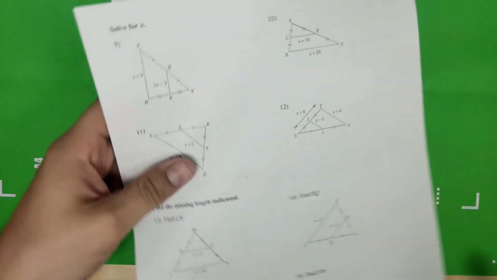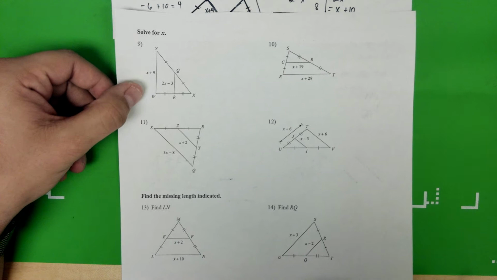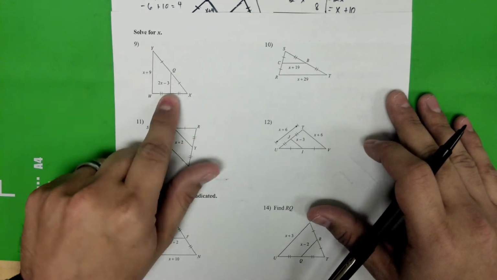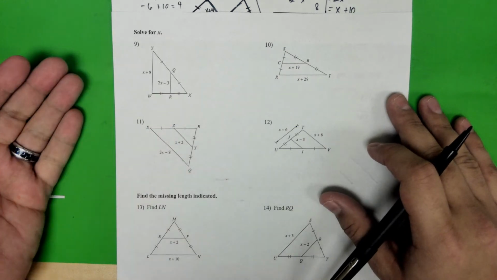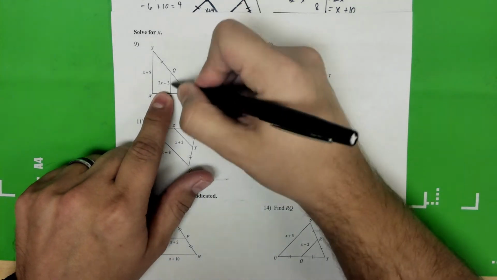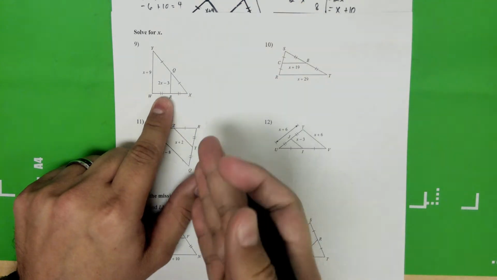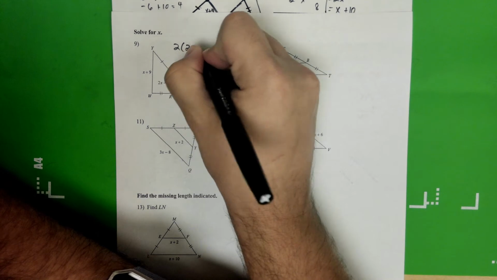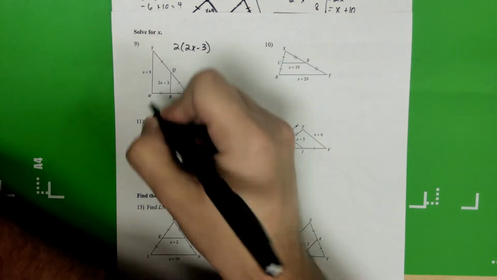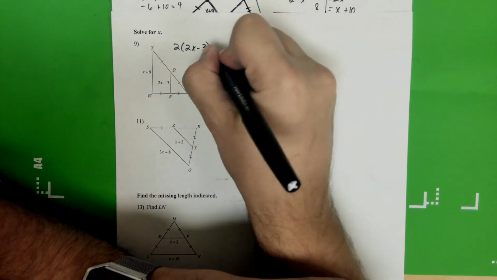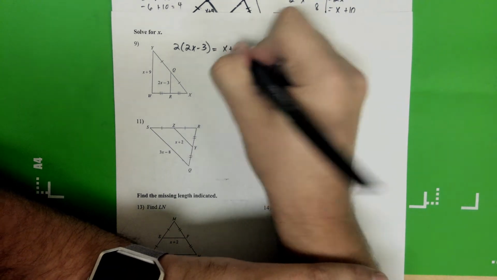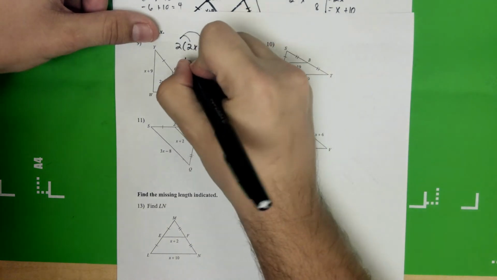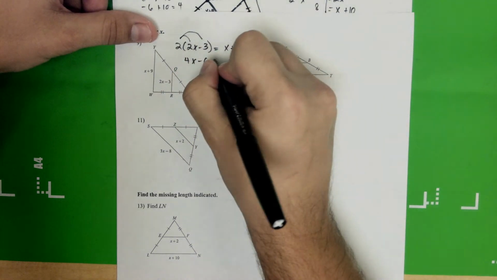So if we look at number 9, we're given x's in both of these spots. Just like in the notes, we're going to take our mid-segment, the shorter part, the one that's inside the triangle, and multiply it by 2. So I have 2 times 2x minus 3, and then we're going to set it equal to x plus 9. We're going to distribute this 2, and we're going to get 4x minus 6 equals x plus 9.